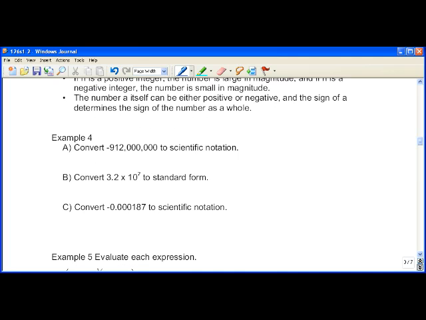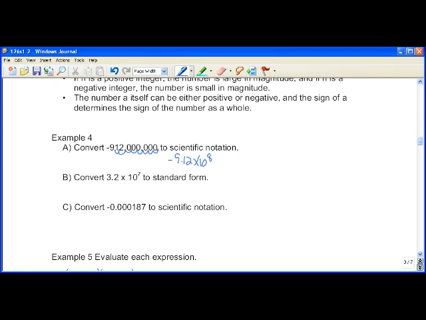So write negative 912 million in scientific notation. So we're going to convert it to scientific notation. The decimal, if it's not showing, is after the last number. So we're going to move it 1, 2, 3, 4, 5, 6, 7, 8. Negative 9.12 times 10 to the 8. The original number is big, so that's going to be a positive power.